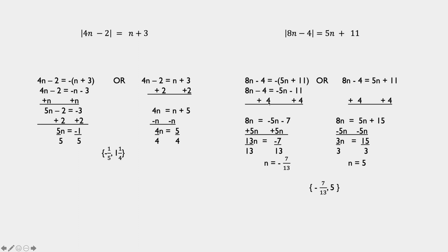We just started with the same template, so I keep doing numbers over and over again. But add 4 to both sides. I have negative 7 there. And then I have to add 5n to both sides. I get 13n is negative 7. Dividing by 13, and I get negative 7/13.